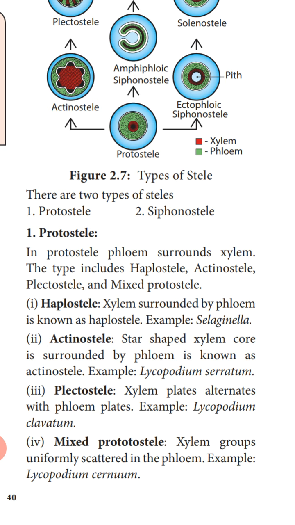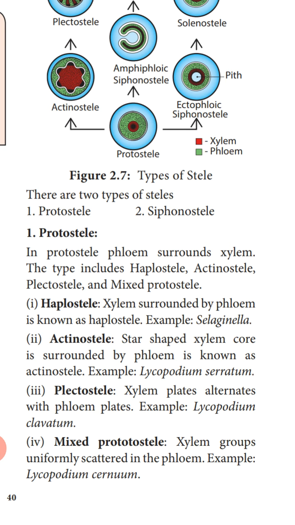So next let's study about the types of Protosteel. The types include Haplosteel, Actinosteel, Plectosteel and mixed Protosteel. Haplosteel is the same when the xylem surrounded by the phloem. Then it is known as Haplosteel. Next is Actinosteel. In Actinosteel, when the xylem is in the shape of a star or star-shaped xylem core is present, which is surrounded by the phloem, then it is known as Actinosteel. So in the Actinosteel, the shape of the xylem is in the form of a star shape, and this is surrounded by the phloem.